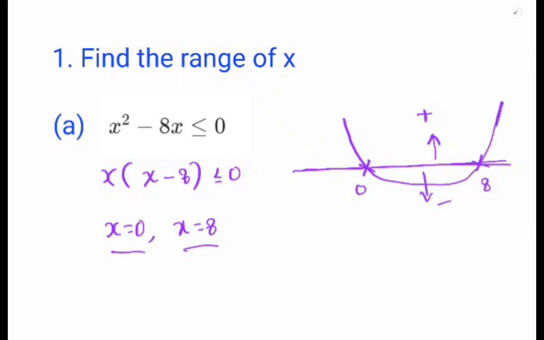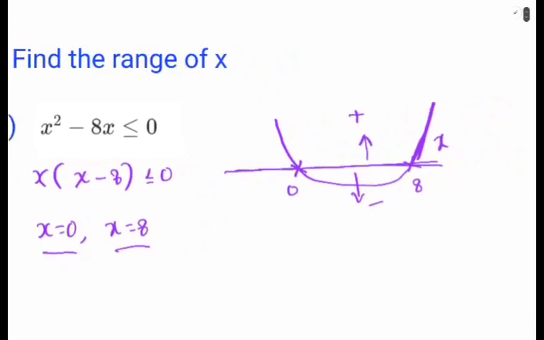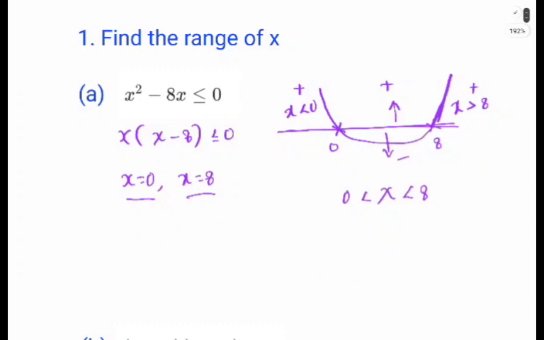So this part, that means when x is more than 8 or x is smaller than 0, then this is positive. And then when x is between 0 and 8, then it is negative. Right? So the question here asks for less than or equal to 0. Less than or equal to 0 means you are looking for negative, that means this is the answer. Now because there's an equal sign here, you also put an equal sign here.